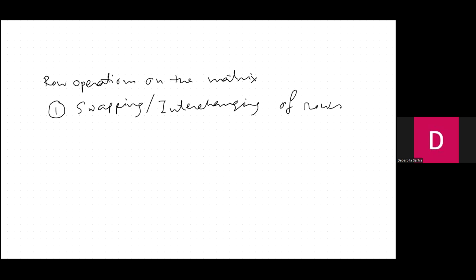The second one is called, so let us first take an example of the first one. Suppose there are 3 rows in a matrix, R1, R2 and R3.